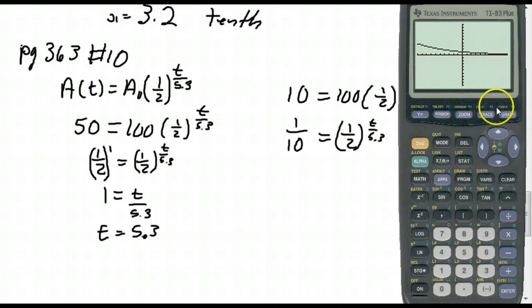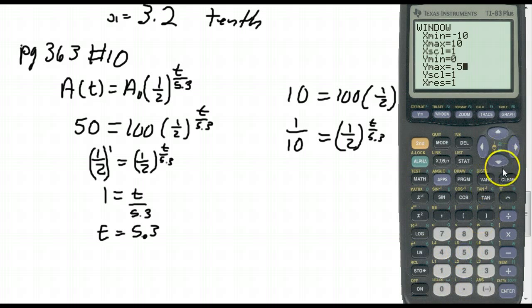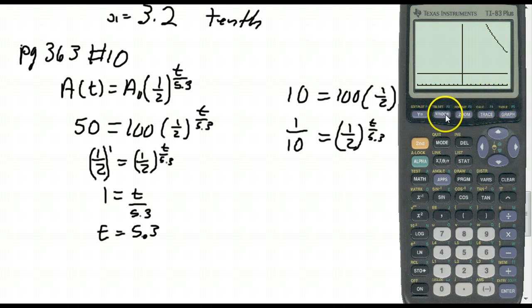Now 1/10, we're not really going to see that on here, right? So let's take this window and let's take our y values. Y min is 0. Y max is, let's go to 0.5. And I'll leave the scale. So that's my 1/10. Here comes the 1/2 to the t over 5.3.